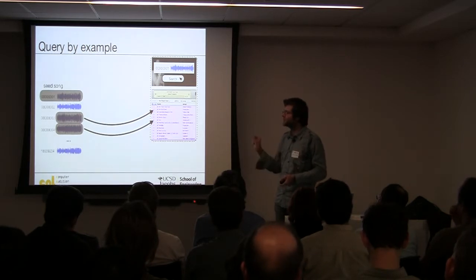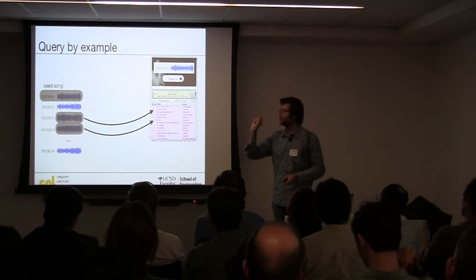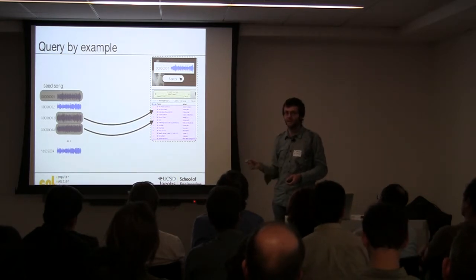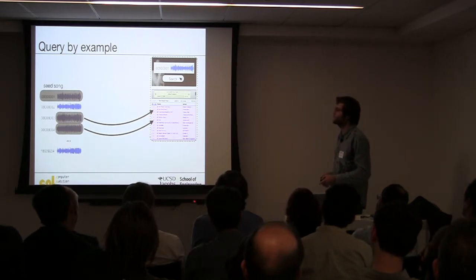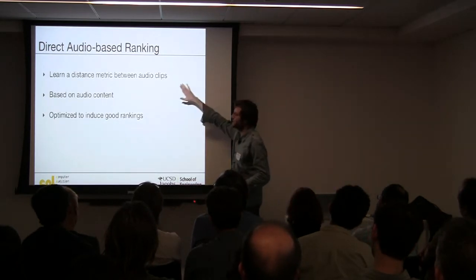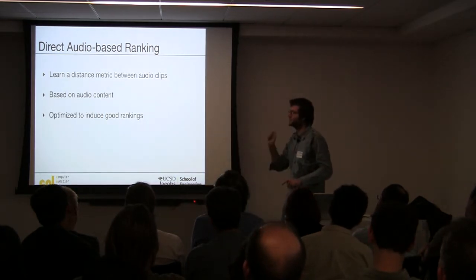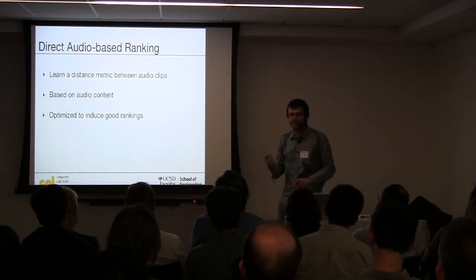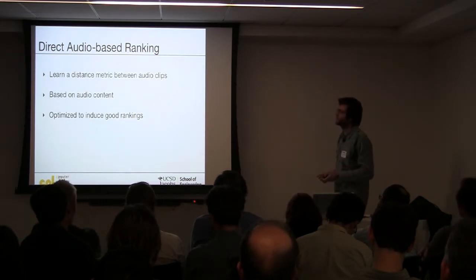But what if we can build a machine learning system that actually learns to pick up on the important components in the waveform to assess similarity and ignore all the rest? And so then we thought, okay, let's see what we can do here. Let's try to learn a distance metric between audio clips that is based on audio content, but in some intelligent way. Let's do some learning such that the similarity recommendations we get out of this are actually better than just doing raw audio feature matching.